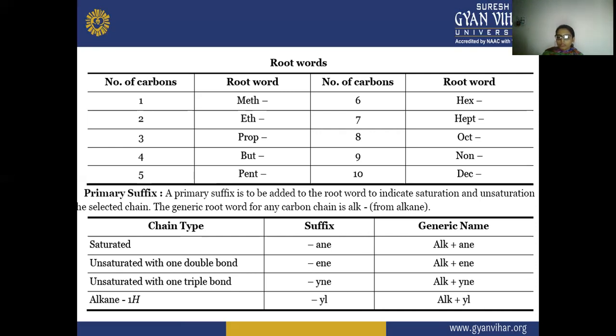So the primary suffix is added to the root word to indicate whether the chain is saturated or unsaturated. The generic root word for any carbon chain is alk. From alkane, the chain type is saturated and the suffix is ane, and the generic name is alkane. The unsaturated with 1 double bond has ene, so its name is alkene. The unsaturated with 1 triple bond has yne, so its name is alkyne.